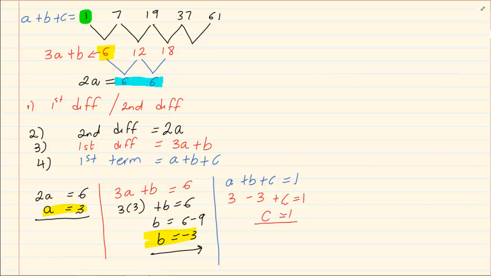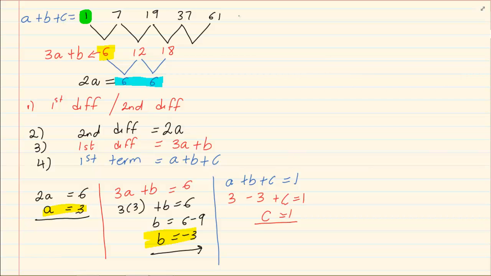So you made the second difference equal to 2a. You made the first difference equal to 3a plus b. And you made the first term equal to a plus b plus c. You simply solved by using your basic substitution. So what does that do? This now gives us the formula for the number pattern we have.